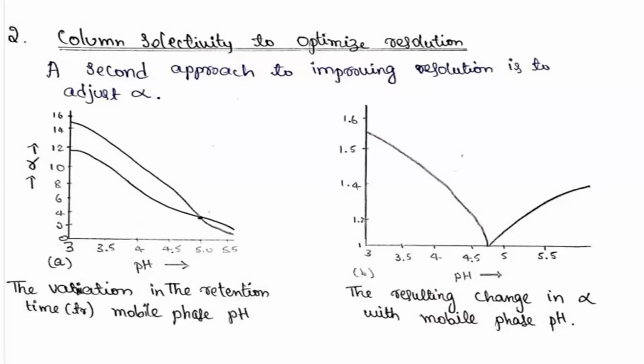Graph A shows the variation in the retention time, tR, with mobile phase pH. Graph B shows the resulting change in alpha with mobile phase pH.